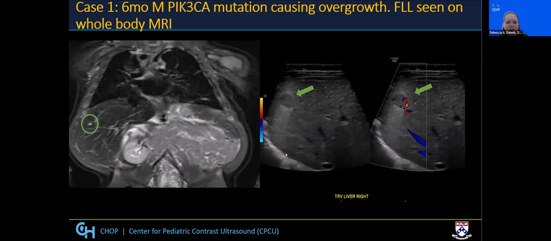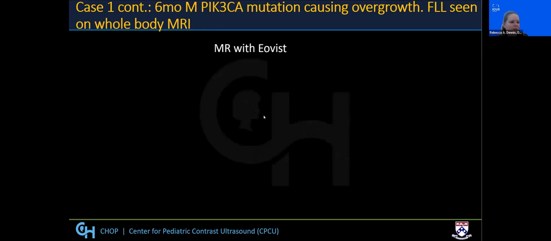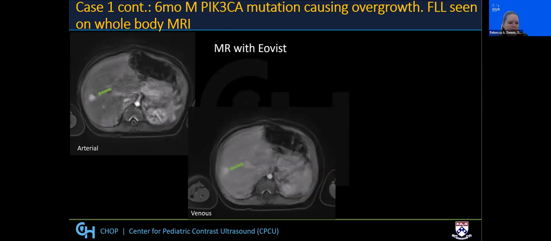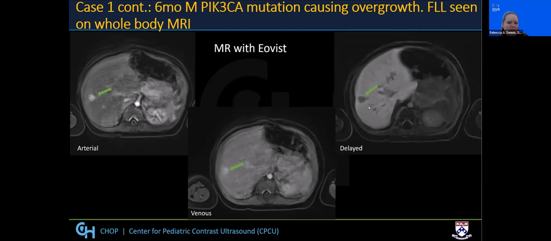And we see this hypoechoic lesion that demonstrates internal vascular flow. And due to this patient's mutation and cancer predisposition, MR was actually recommended with Eovist to further evaluate to exclude malignancy. So the MR with Eovist on arterial phase shows this hyperenhancing lesion, same on venous, that it's still hyperenhancing to the background parenchyma. There's obviously some motion going on with respiration, because a 6-month-old can't hold their breath. And then on delayed phase, there is washout.